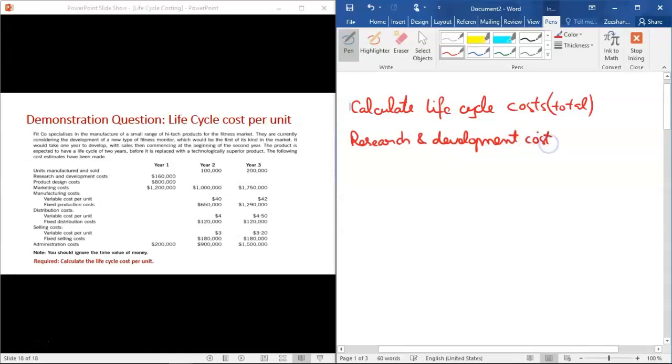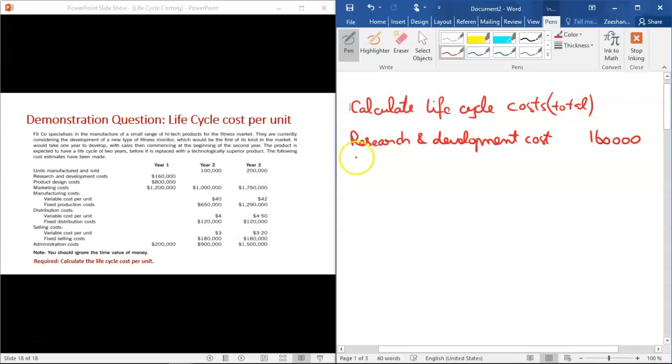So you can see there are 3 costs mentioned here. In research and development, in year 1 this is 160. So there is only one cost, research and development, and that is in year 1 only, 1,60,000. There is no research and development cost in subsequent years. So accumulating them means it is 1,60,000.